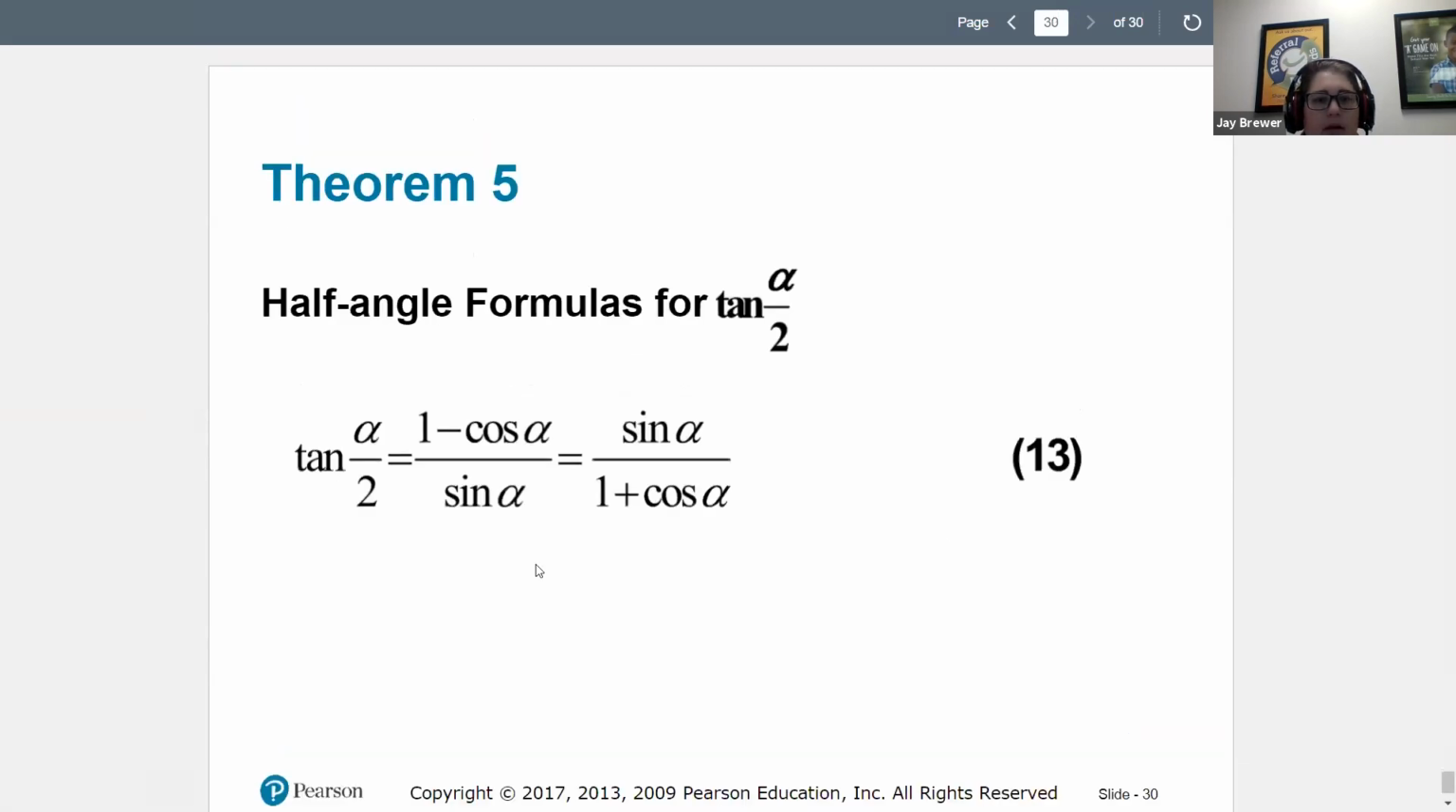All right. The half angle formula for tangent is written in 2 different ways. You can have it either written with an expression for cosine on top, or you can have it with the cosine on the bottom. Just kind of pay attention to the different signs.